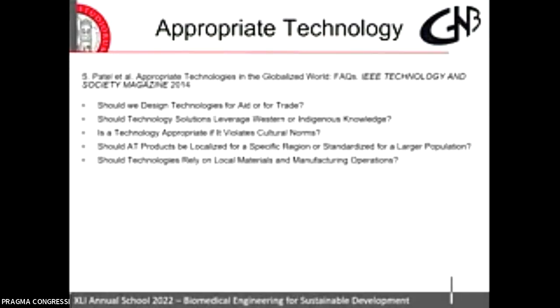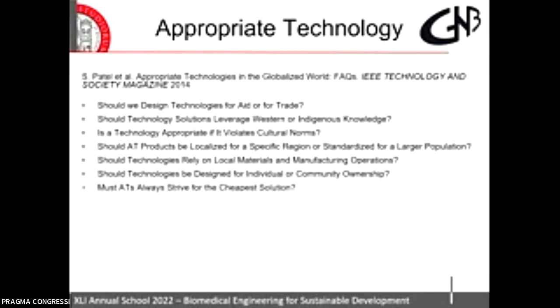Should technology rely on local materials and manufacturing operations? Yes, in general, yes, but always? Is it always possible? Should technology be designed for individual or community ownership? And we should always strive for the cheapest solution. Is the technology appropriate if it benefits some people but hurts others?